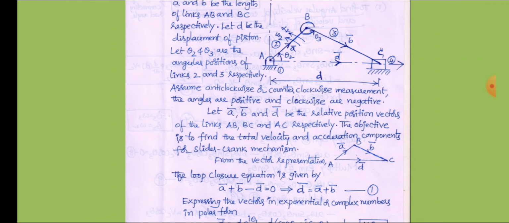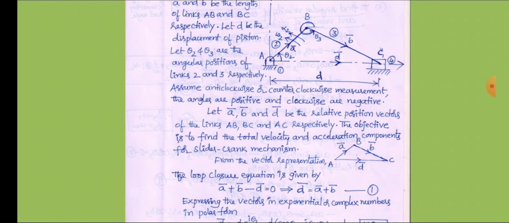Let A bar, or A, be the length of the crank or the radius of the crank, and theta 2 is the angle of the crank which it makes with the real axis. Here I have measured theta 2, the angle of the crank, in the anti-clockwise direction. Remember students, I am taking anti-clockwise measurements as positive and clockwise measurements as negative. This is the point which you have to remember.